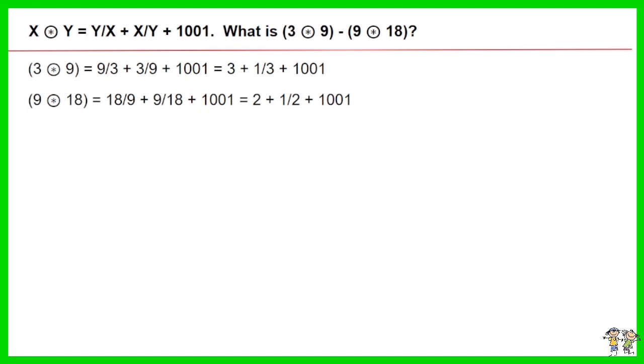9*18 is equal to 18 divided by 9, then plus 9 divided by 18, then plus 1001. The result is 2 plus 1 over 2, then plus 1001.